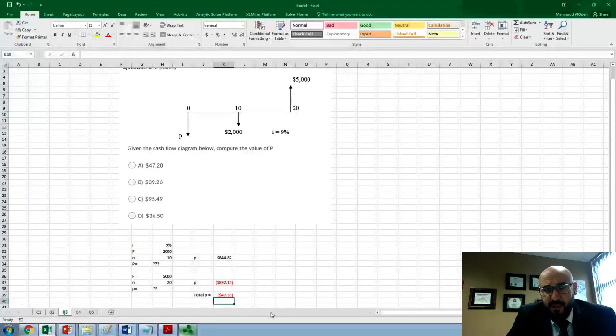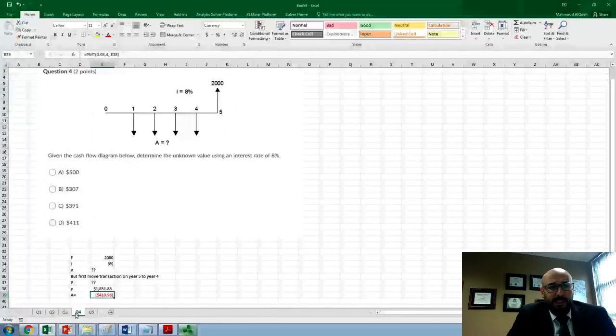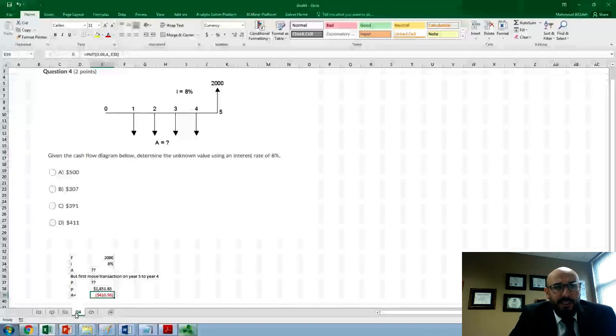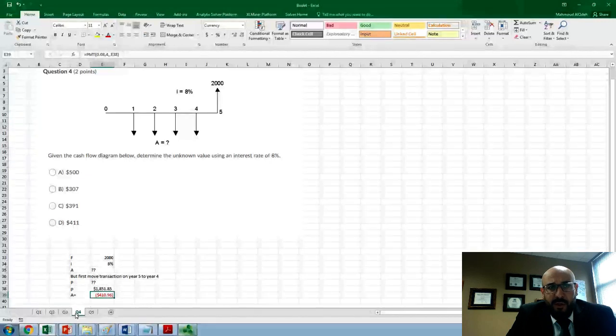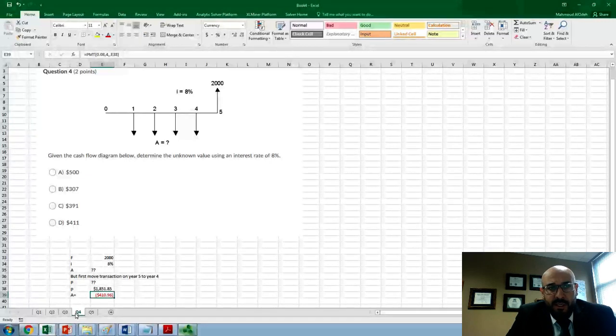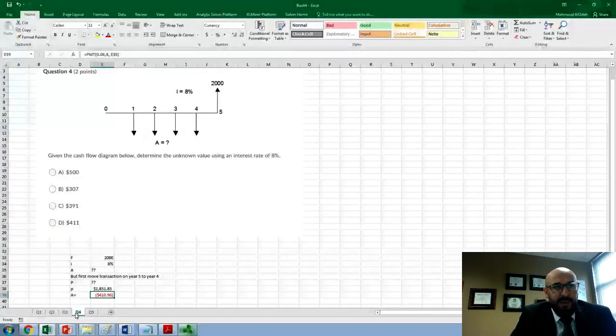The answer for this question would be A. Now moving on to the next question. Here's a more challenging question. We also have a cash flow diagram for this question 4. We don't have any wording other than just asking you to find the unknown, which is A. Determine the unknown value, A.